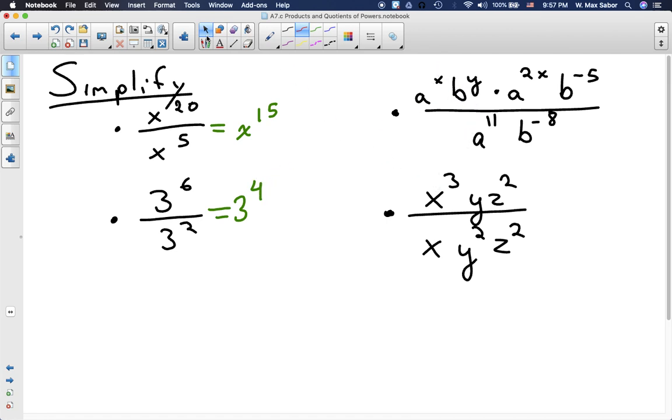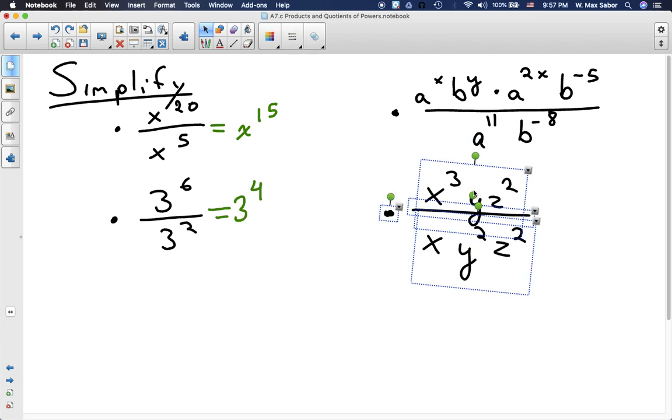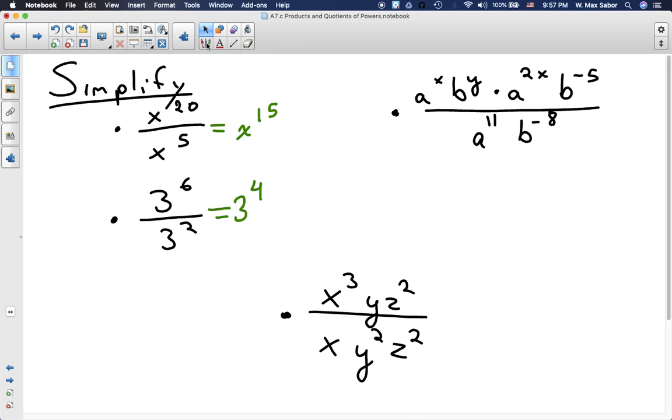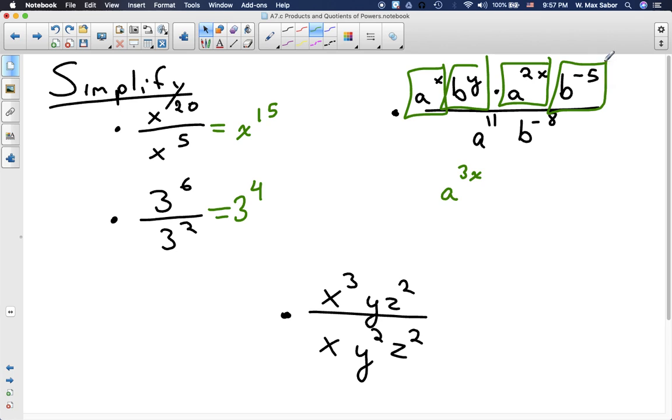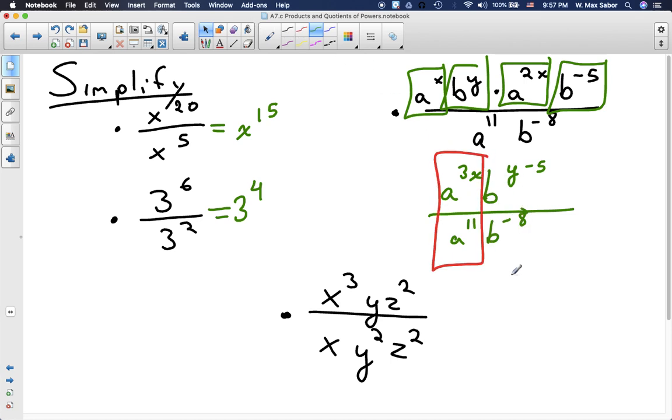Here, well, let me make some more space for this one. We want to add those to get a to the 3x. We want to add those because they're multiplied. b to the y minus 5. And now we can subtract the denominators. So here we keep the base the same, subtract 3x minus 11. And we subtract here as well.